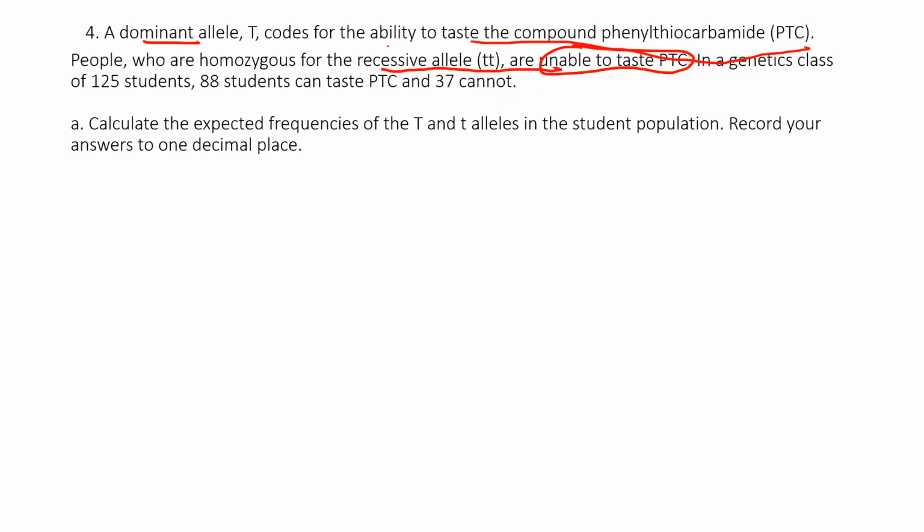Now, in a genetics class of 125 students, so there's the total. Let's just write some of this stuff down. 85 students can taste PTC, and 37 cannot. Now, they're giving you both here. What they're trying to see is if you're going to bite on the people that can taste. Now, we just said when we're doing these type of questions where they give you the frequency of the genotype, the only genotype we want to be able to use is the recessive one, the ones that can't taste. So this is the only number we're really interested in, the 37 that cannot.